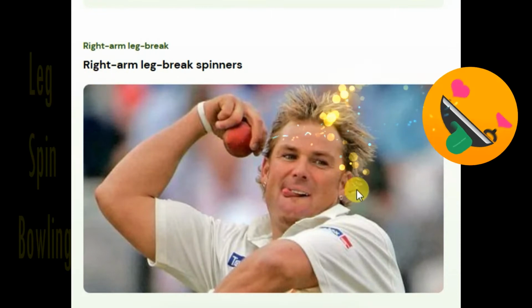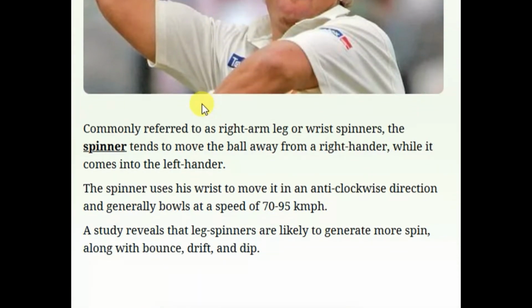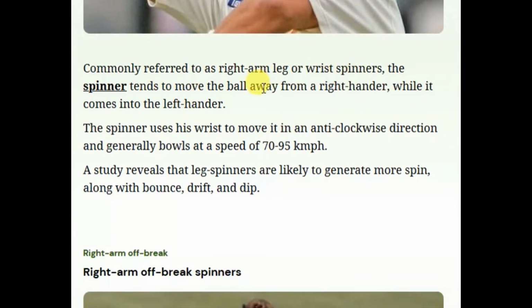Here see Shane Warne, a right arm leg spinner and leg break bowler, commonly referred to as right arm legs. There are two types of bowler, like right arm leg or wrist spinner. The spinner tends to move the ball away from the right hander while it comes into the left hander. When the ball moves away from the batsman, it is called a leg spinner for the right hand batsman. The speed may vary from 70 to 95 kilometers per hour.